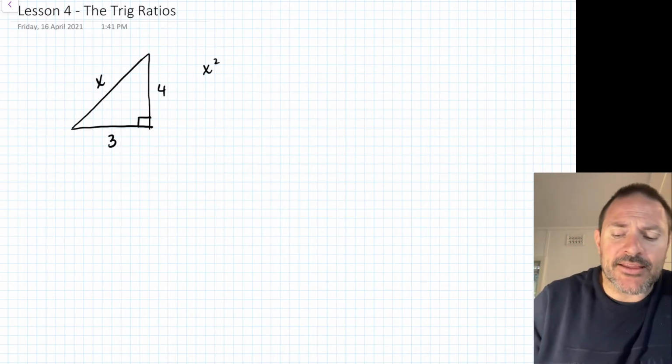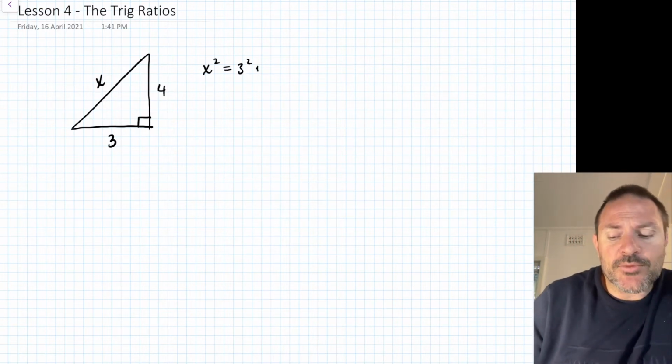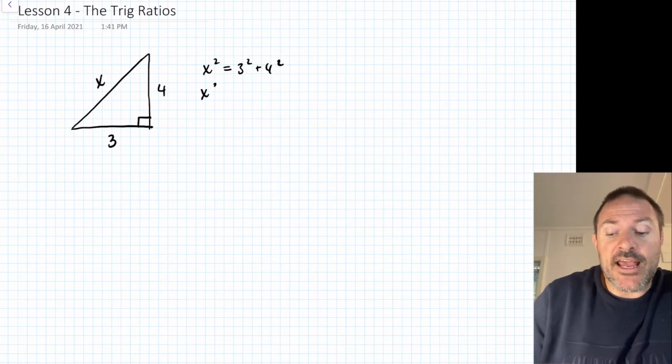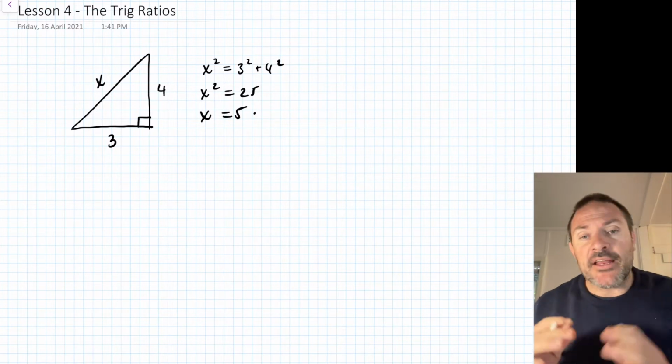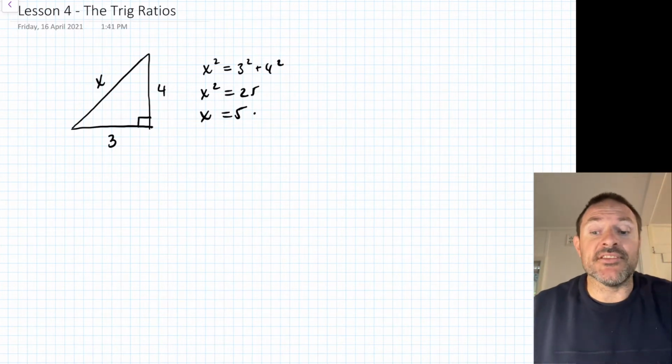So you would have done something like this. X squared equals 3 squared plus 4 squared. You'd say x squared equals 25. You'd say x is equal to 5. Fantastic, nice and easy. You've done that load since year 8.